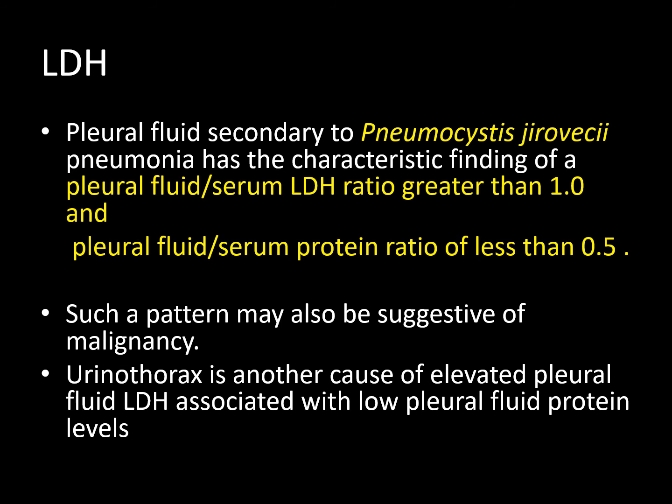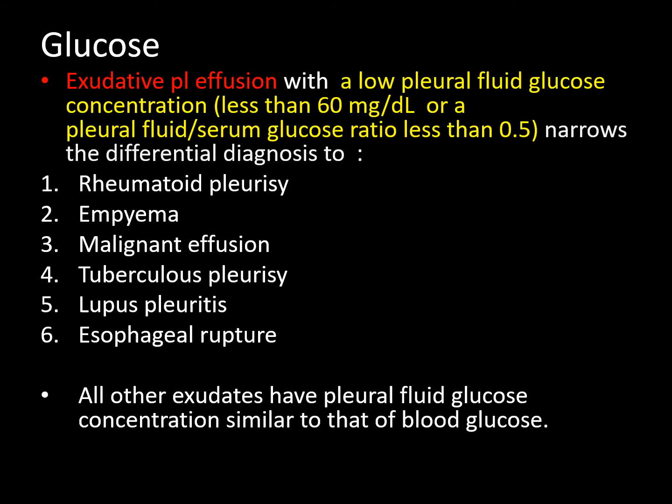Usually the pleural fluid LDH and pleural fluid protein levels go hand in hand. They are increased in cases of exudative pleural effusions, but in PCP pneumonia there is some difference. There is more LDH in the pleural fluid than the pleural fluid protein compared to serum protein. Such a pattern may also be suggestive of malignancy. Urinothorax is another example.